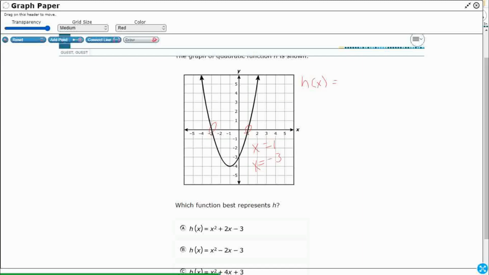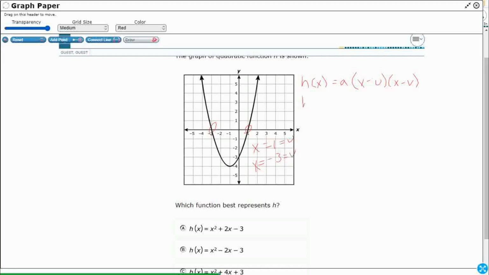So the factored form is not listed as one of the forms, but it's a very useful form. So it's the y, or in this case we're going to use the h of x, equals (x minus u)(x minus v). Now this is helpful because that u and the v, those are going to be my solutions. Okay, so I can say my u is going to equal that 1, and I can say my v is going to equal that negative 3.